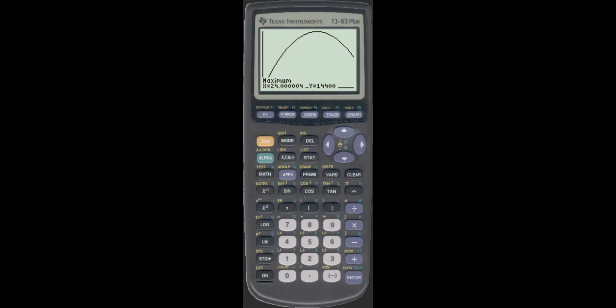All right, part C is saying, what is the maximum revenue? That's the Y value. That's the 14,400. You get that from putting 24 back into that original equation.